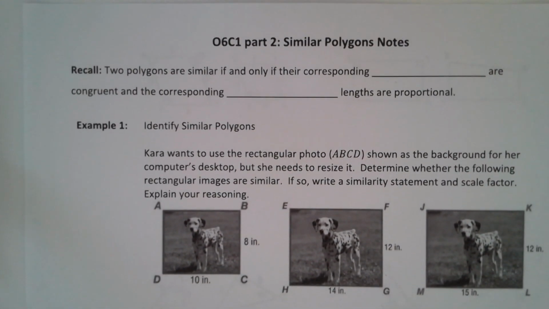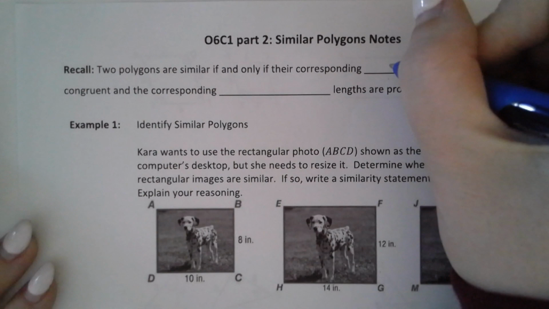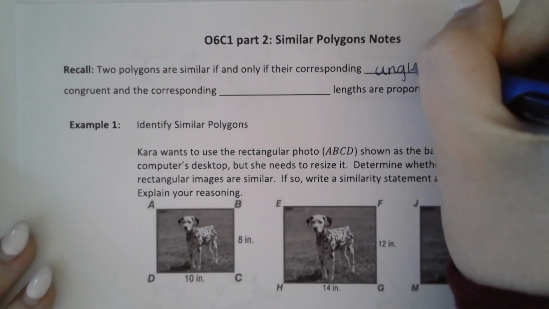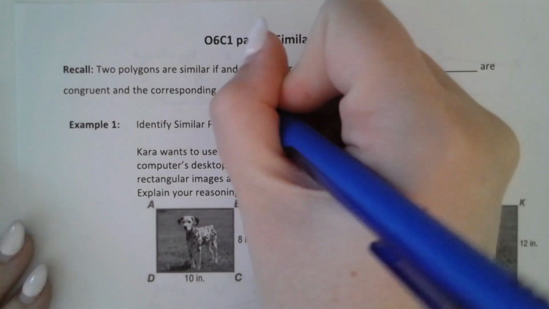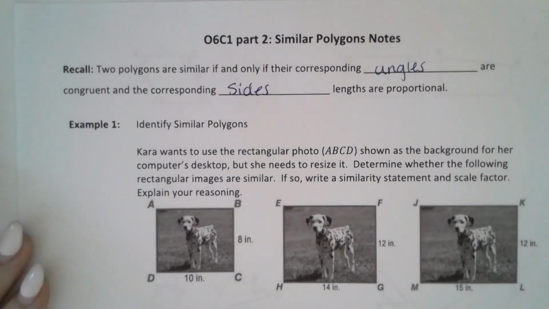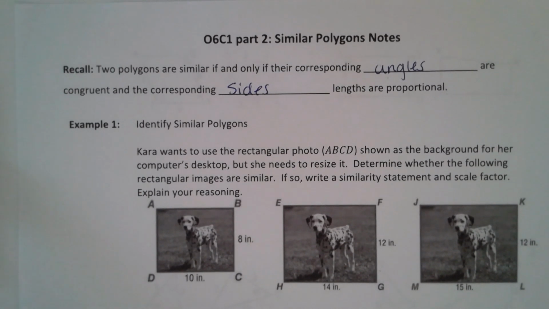Okay, so today we're going to learn about component 1, part 2, which is proving if two polygons are similar. If you recall, two polygons are similar if and only if their corresponding angles are congruent and their corresponding sides are proportional. So in order for two polygons to be similar, their angles need to be congruent and their sides need to be proportional.